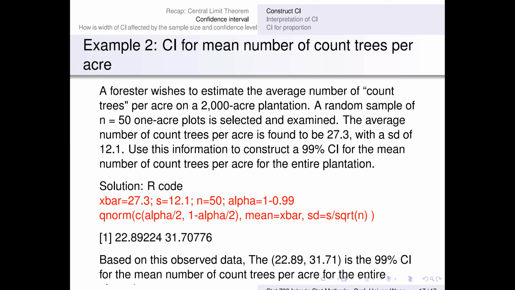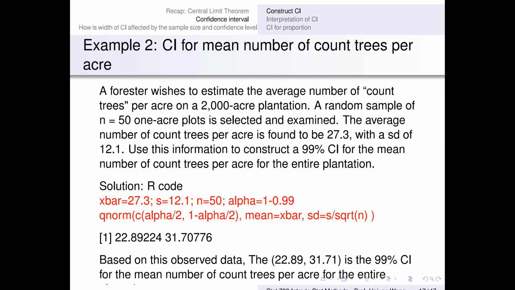So what we have here is a sample with sample size of n equals 50. We can just use the formulas directly to compute the confidence interval. So we put in all these numbers. X bar is 27.3, S is 12.1, and the alpha here is 1 minus 0.99. And then we use the qnorm with the two proportions. One is alpha over 2, the other is 1 minus alpha over 2. And then we use the X bar as the center of this distribution, and the SD is S over square root of n in the qnorm. That'll give us the confidence interval.